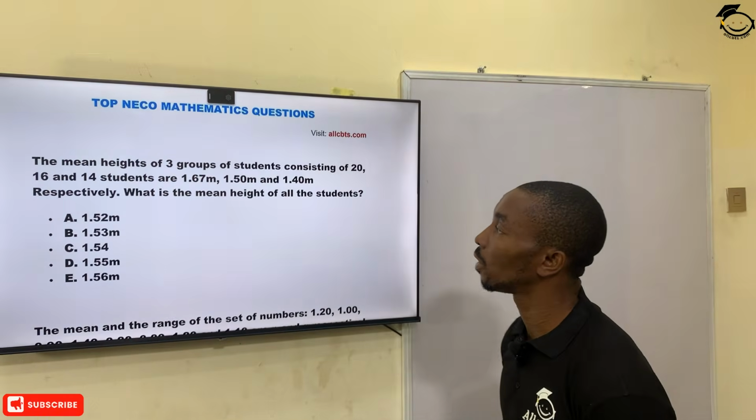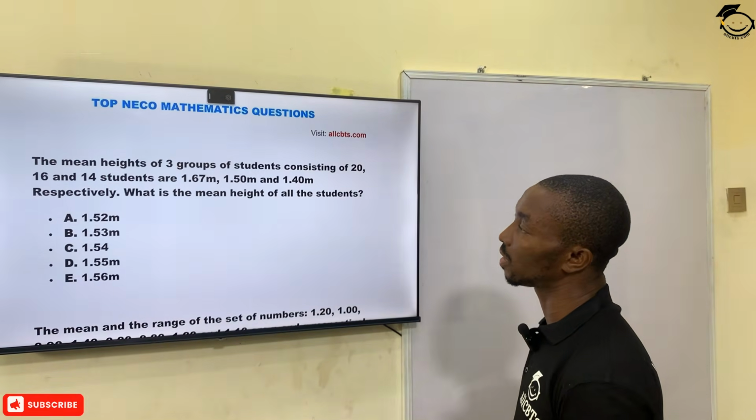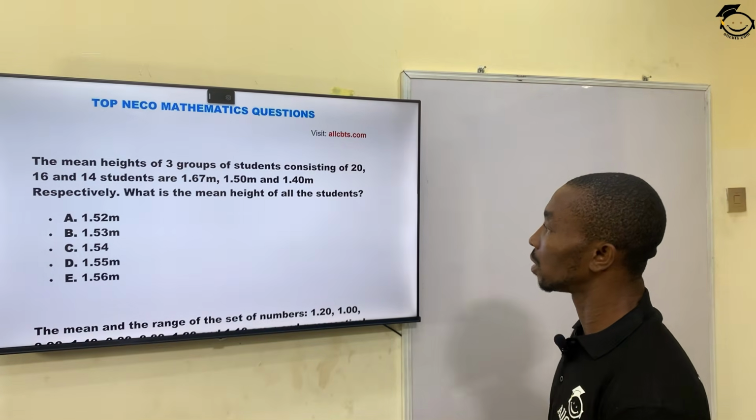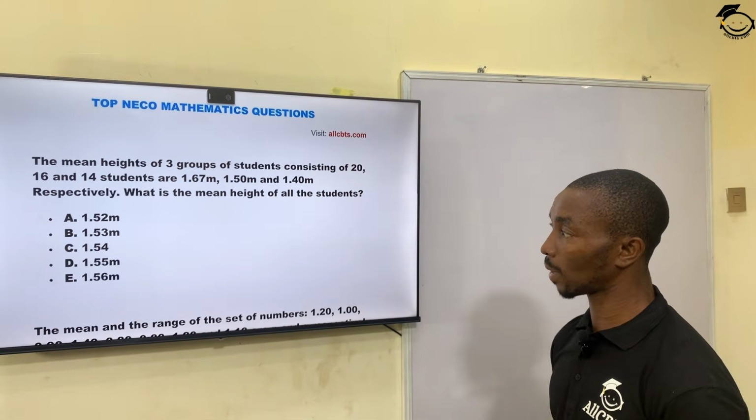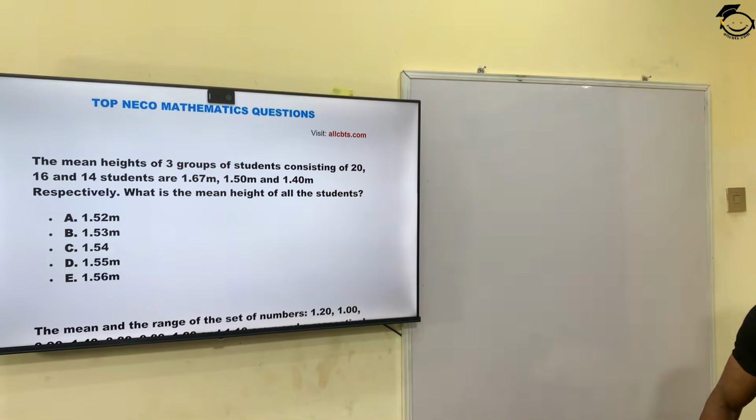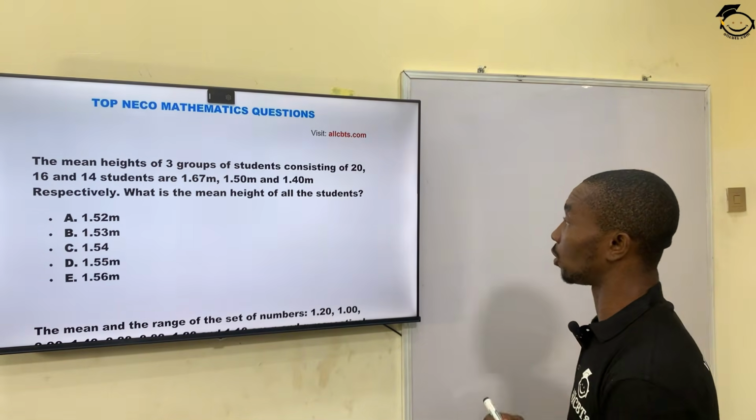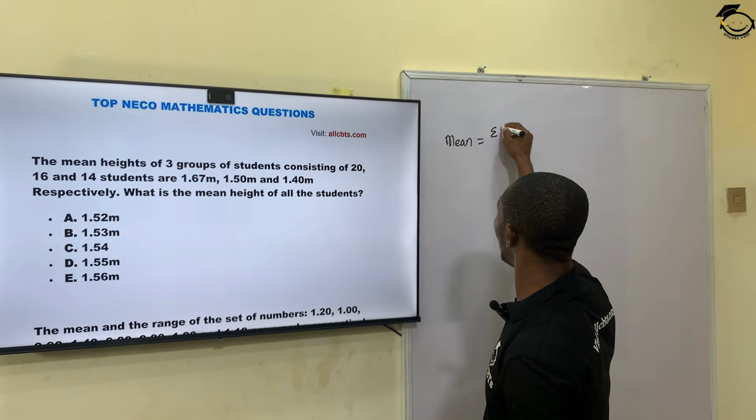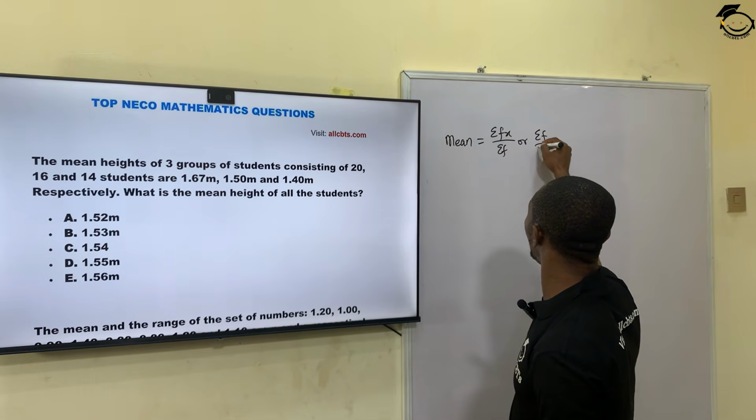The mean height of 3 groups of students consisting of 20, 16, and 14 students are 1.67 meters, 1.5 meters, and 1.4 meters, respectively. What is the mean height of all the students? Now, in order to calculate the mean height of all the students, let's look at each group accordingly. We know that our mean equals sigma fx over sigma f, or sigma f over N.